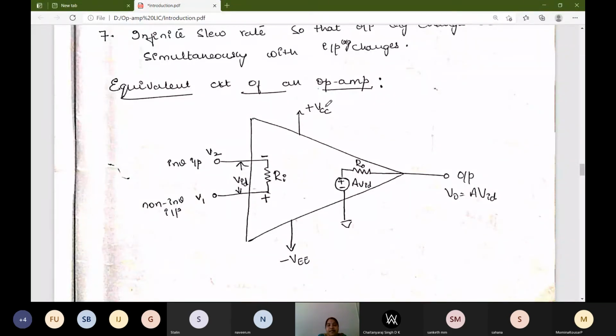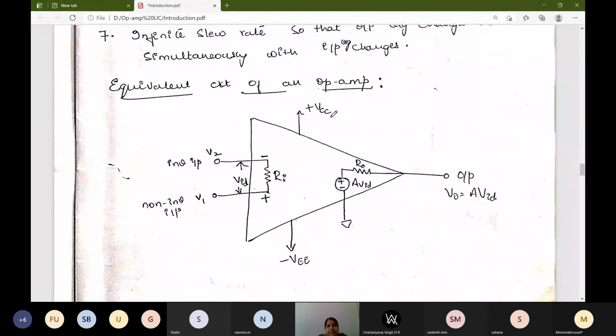One is plus VCC and one is minus VEE. The supply voltages usually in our lab will be plus 12 volts and minus 12 volts. You can go with 10 volts also. There are many different supply voltages. Here we will be studying the op-amp with two supply voltages. There are many op-amps with a single supply voltage also.